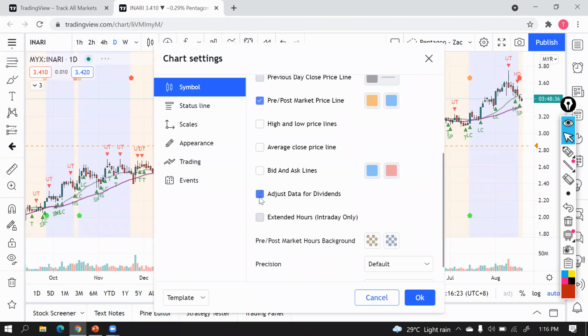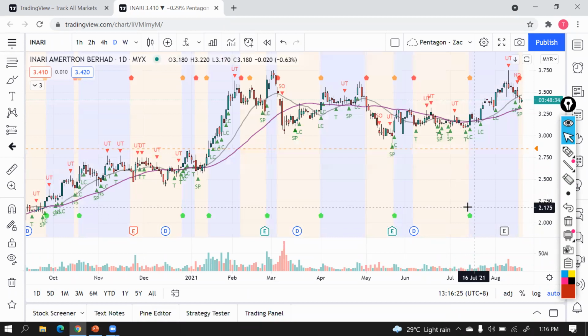So let's say I didn't adjust. Some of them, this is still okay, not so obvious. But some of the charts will have a gap up and gap down, causing the price to be different between the current support and the previous support. So most of the time I will just adjust it.